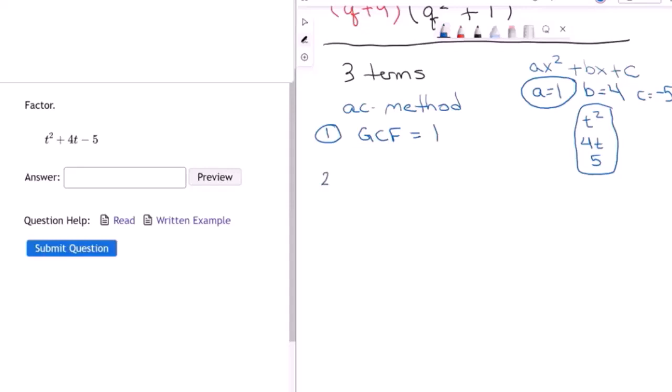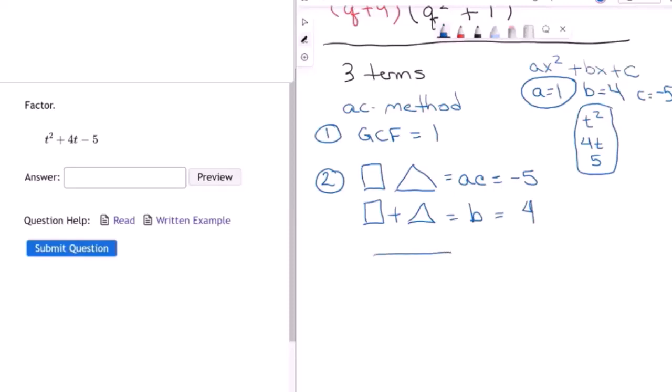Second step. The second step is actually always the hardest. What we're going to do is we want to find two numbers. I'm just going to say we have a box and a triangle, and we're going to have numbers inside of it. We don't know what they are. But this is equal to a times c, hence the AC method. And for us, a times c is -5. And if I have a box plus a triangle, this is equal to b, and b for us is 4.